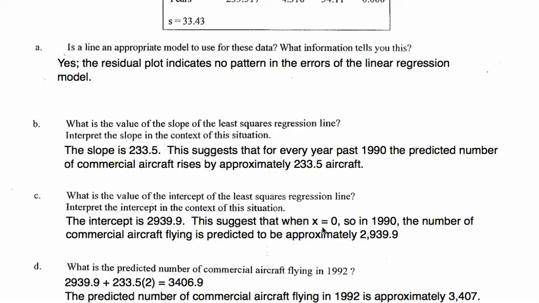So this suggests when x is 0, so that means in 1990, that's what x equaling 0 means. In 1990, the number of commercial aircraft flying is predicted to be, or it's estimated to be, approximately 2,939.9. Call it 2,940. Round it however you like. It is more important that you interpret the intercept correctly in context. In particular, every time you see that word context, you need to be writing in terms of what the explanatory and the response variables actually mean.